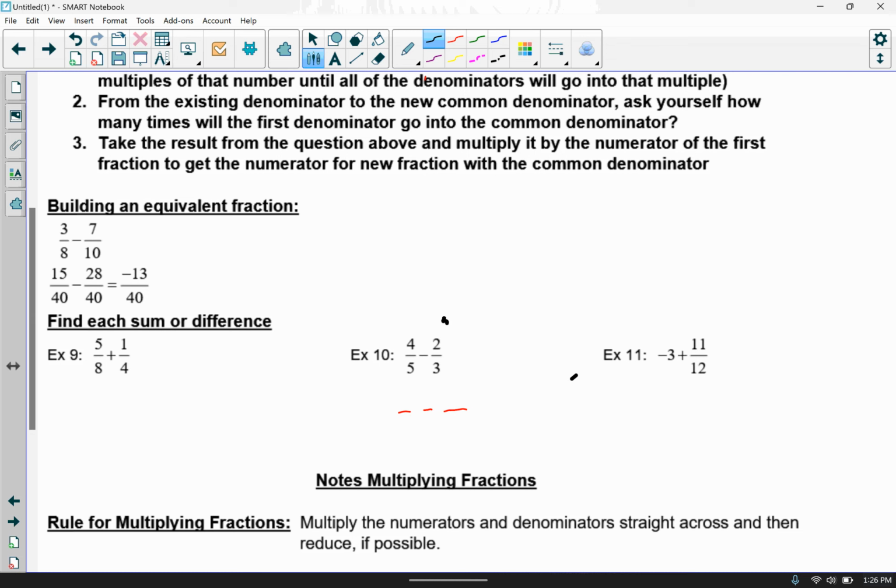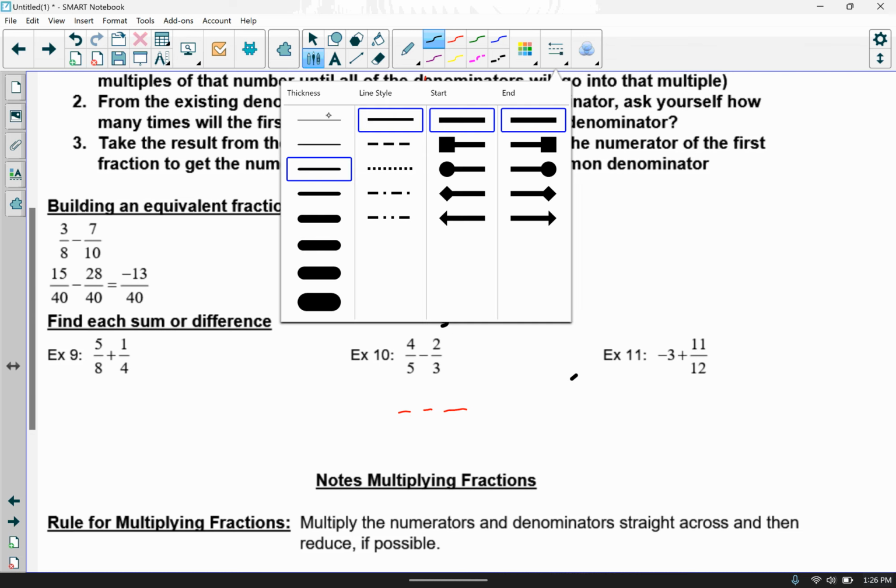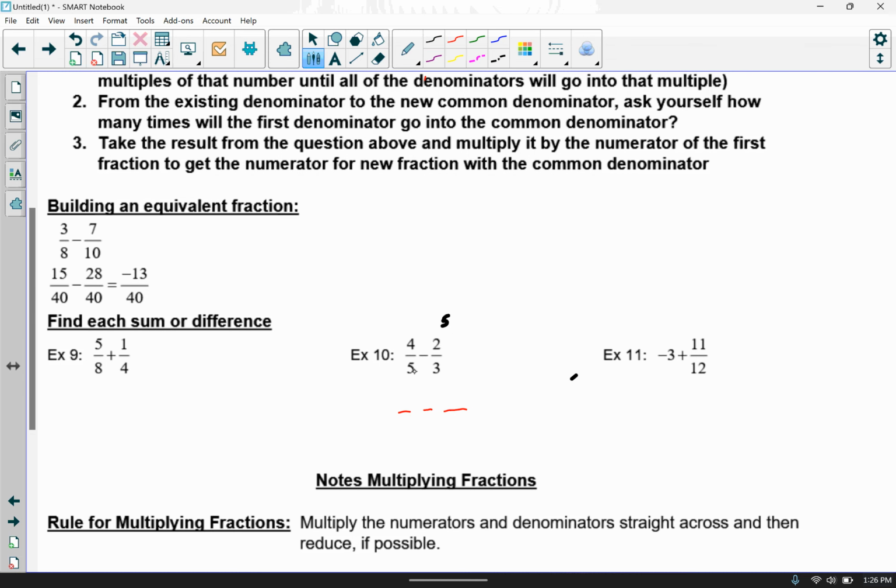So I know, here's the first multiple. The first multiple of 5 is 5 itself, and 3 won't go into 5. The next multiple of 5 is 10, so I'm just counting by fives, right? 3 won't go into 10 evenly. The next multiple of 5 is 15. 3 will go into 15. So remember, I was starting with my highest denominator, and I started counting by multiples of that number until I found one that the other would go into. So that tells me that my common denominator this time is going to be 15.